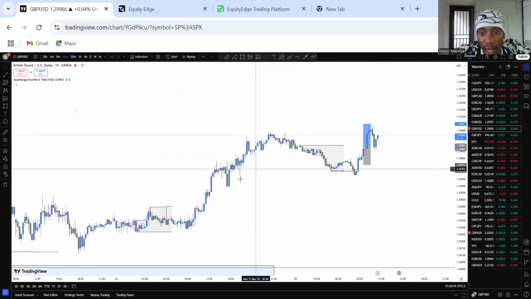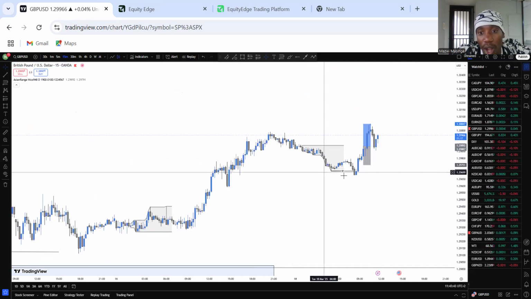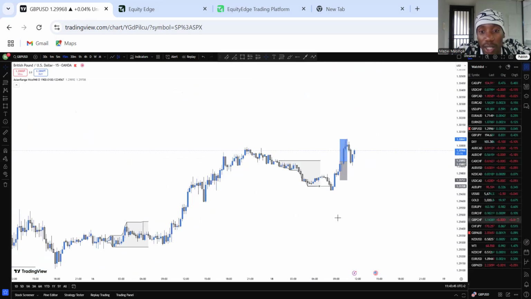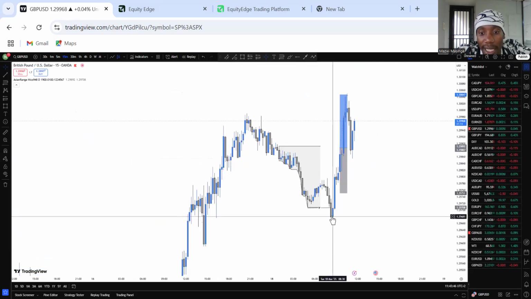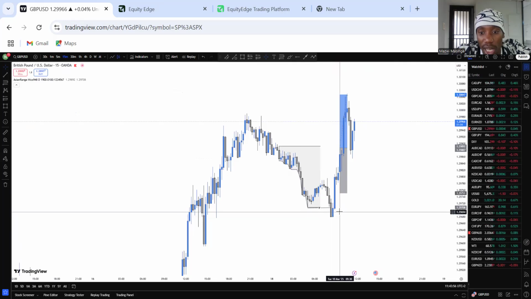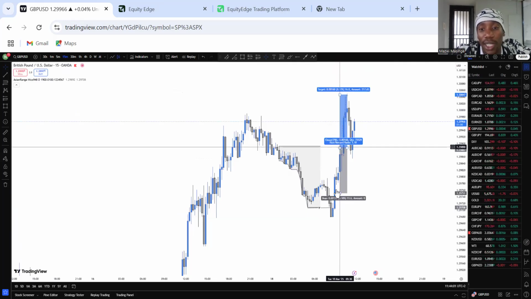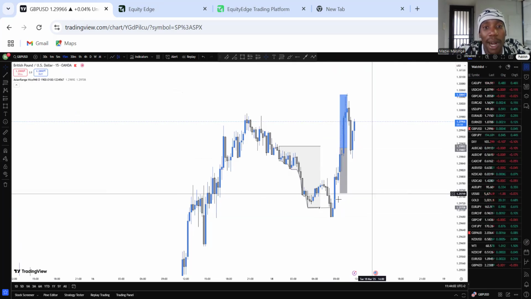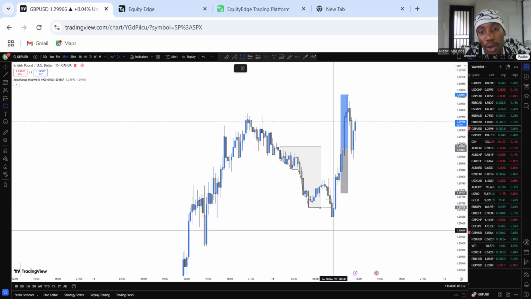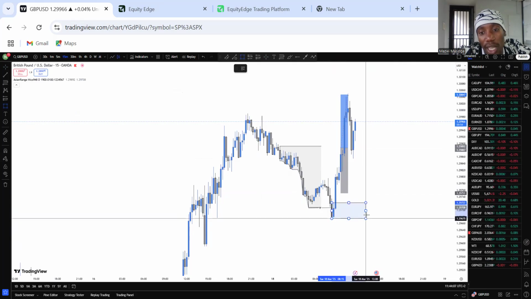So after the sweep, because I came late to work, this thing happened at 8:30. I was on my way to work, so I was not in front of my computer to take this trade. When I got there at 9:30, I ended up executing here, putting my stop loss here. But I was a bit scared, guys, because there was this demand zone here.